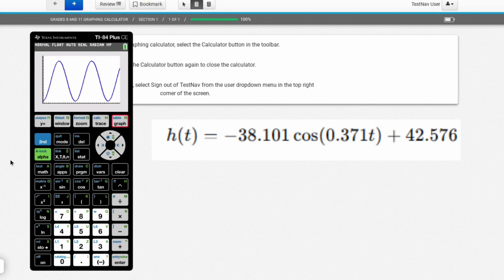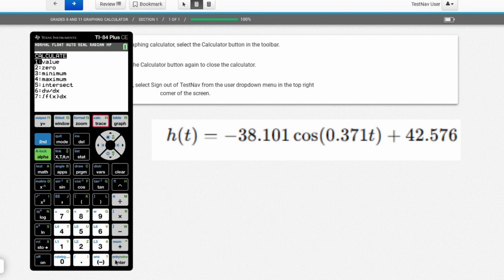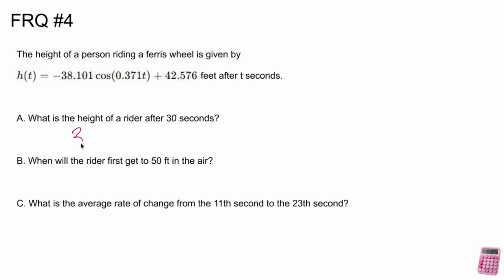What is the height of the rider after 30 seconds? Well, there's two ways you can do this. You could do table and scroll all the way down to 30, or you could do second calc value and see what happens when you type in 30, and we get 37.46965, whatever, blah, blah, blah. So we will round that up to 37.470. And we ended up with 37.470 feet.